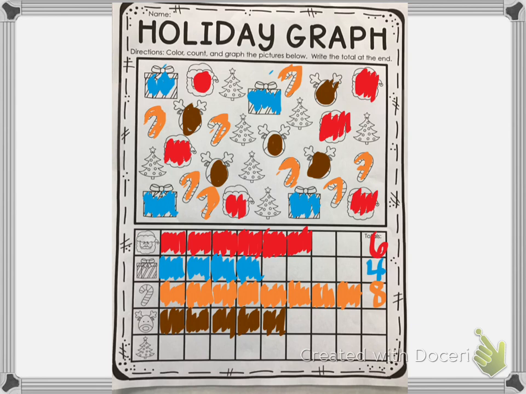1, 2, 3, 4, 5. Make sure I have 5 squares drawn in, colored in for the reindeer. 1, 2, 3, 4, 5. Good. Okay. Now I'm going to switch colors to green for the tree.